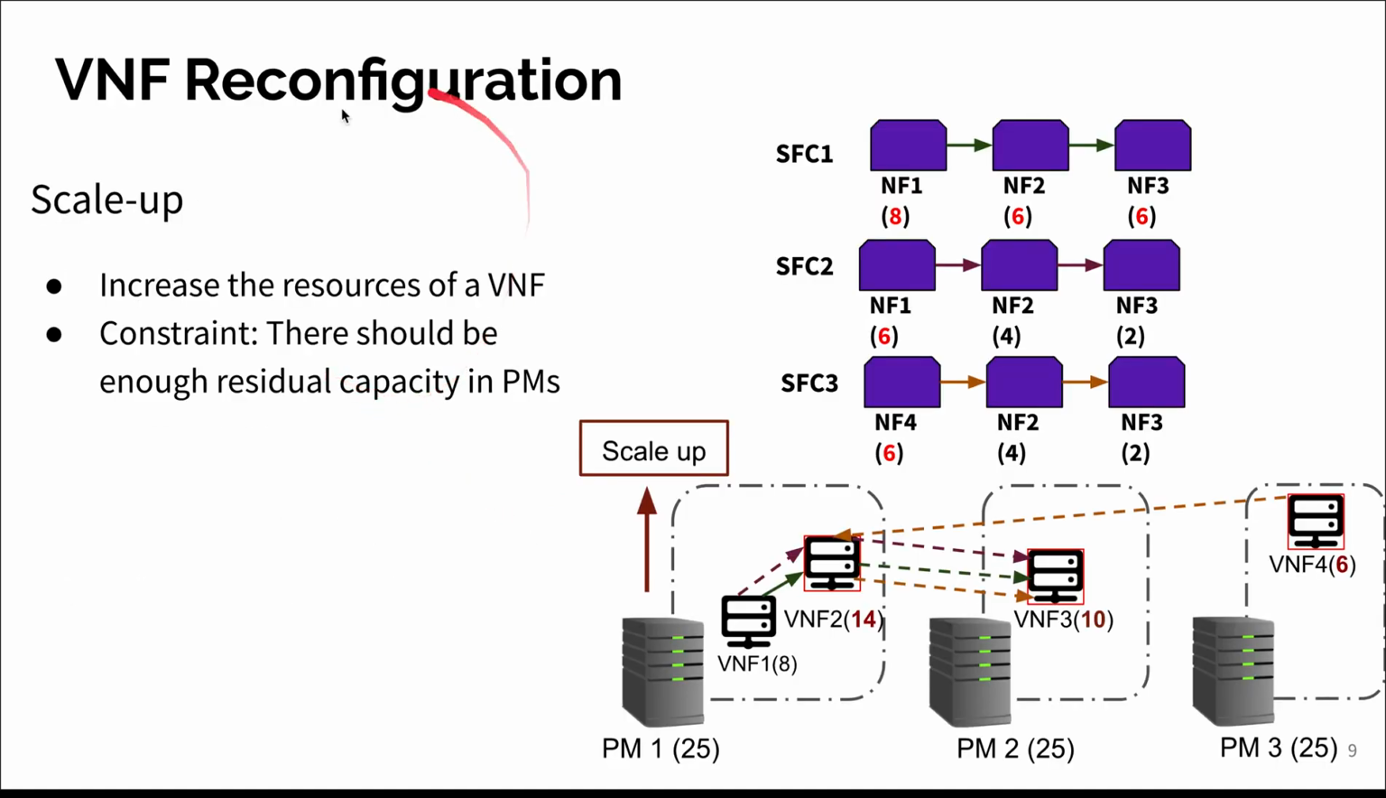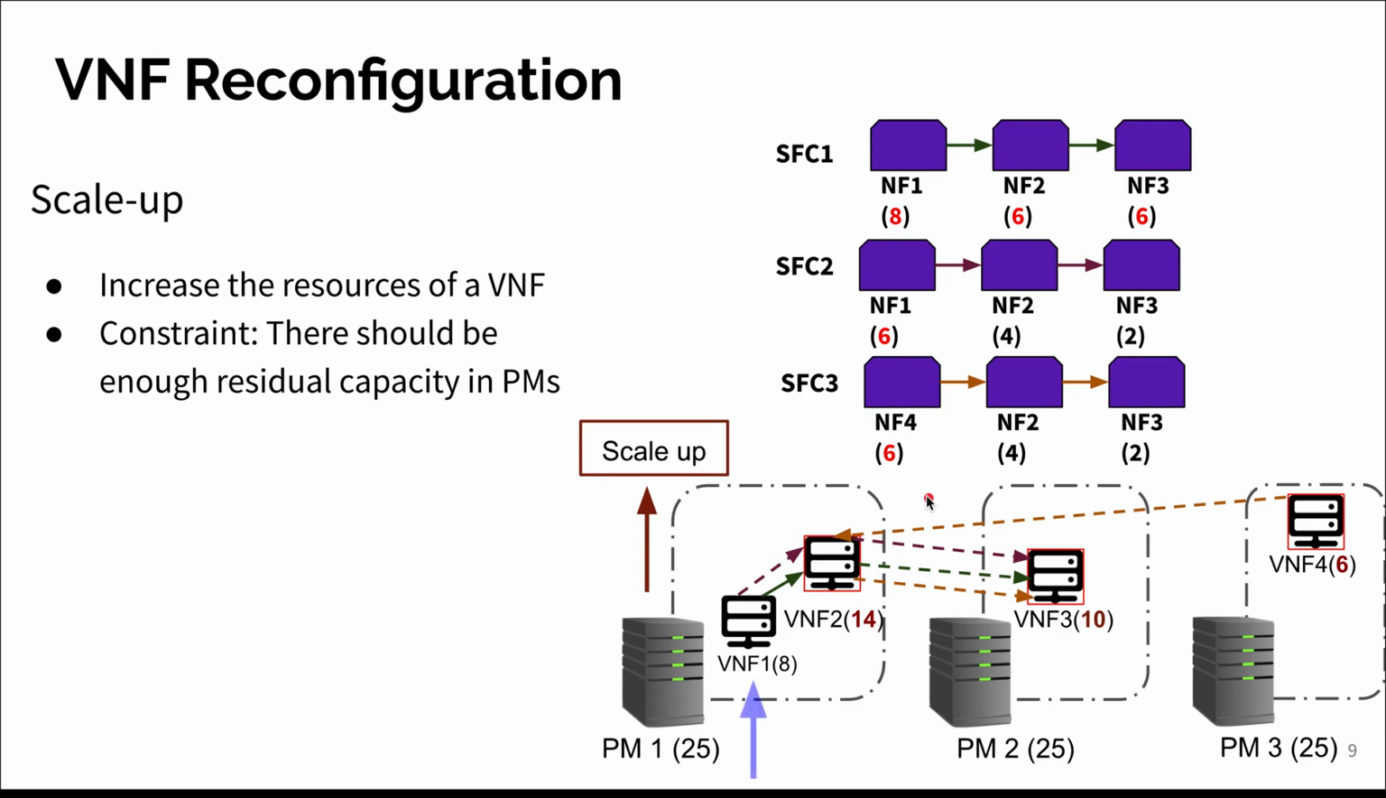The first solution for a VNF reconfiguration can be a scale up. So what is scale up? A VNF can increase its resources to address the increased resource demand, as long as there is enough resource capacity in the underlying physical machine. In this example, you can see that VNF 2, 3, and 4 have increased their resource demand, or scaled up, to address the new demand changes in network functions.